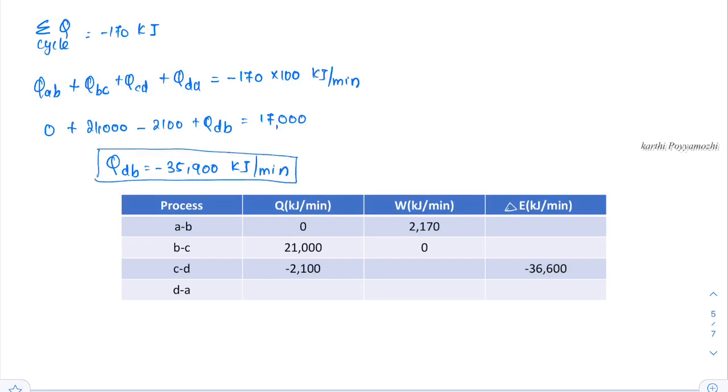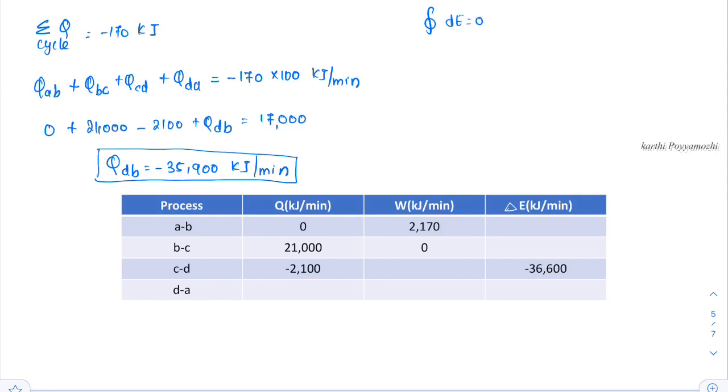Thus we have found the value of Q of dB, the heat transfer, but the work done and the change in internal energy remain unknown. But we can find the value of del E, that is the change in internal energy, by an equation which says the cyclic integral of any property will be equal to 0.